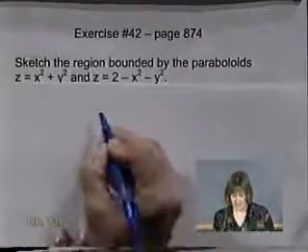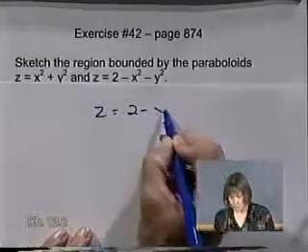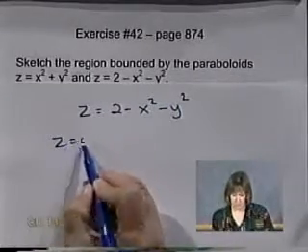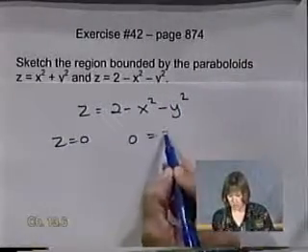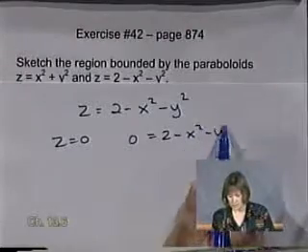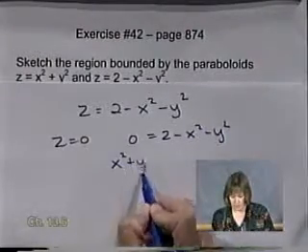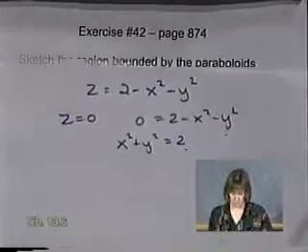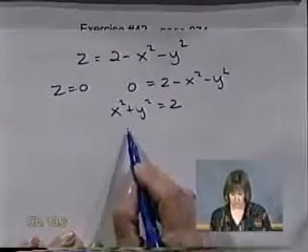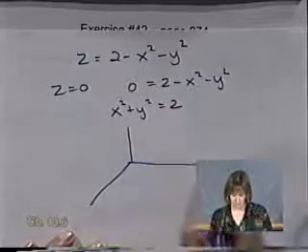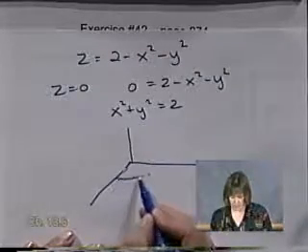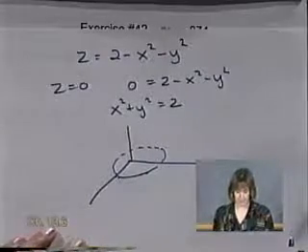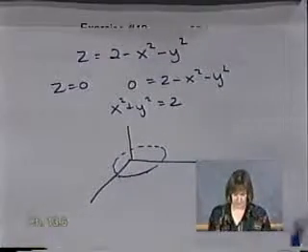The other guy, z equals 2 minus x squared minus y squared. Notice if you let z be 0, you get 0 equals 2 minus x squared minus y squared, or x squared plus y squared equals 2. What is that? That's a circle of radius square root of 2. So down here we have a circle of radius square root of 2.